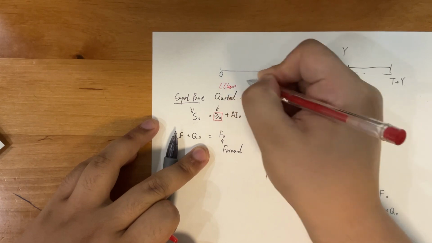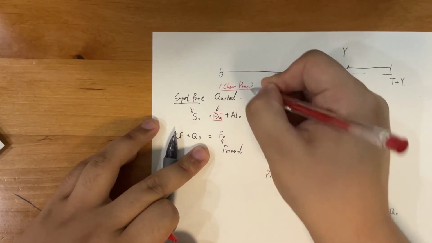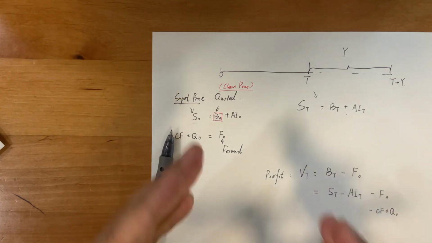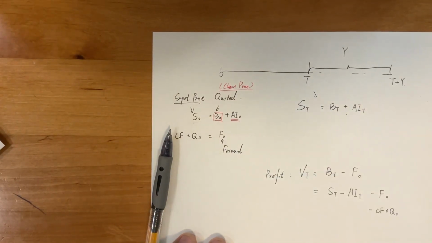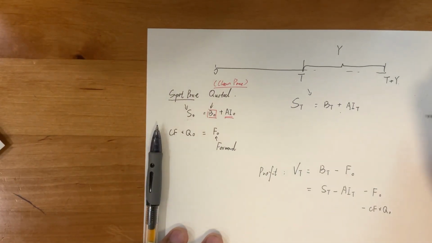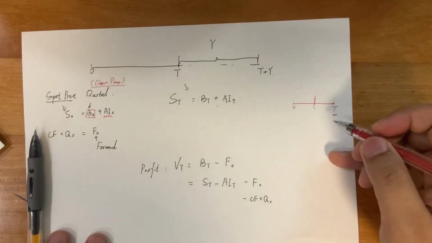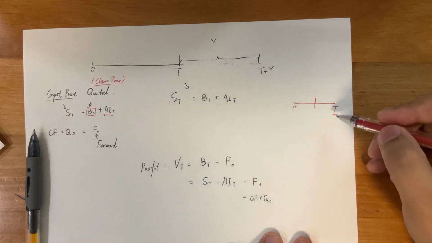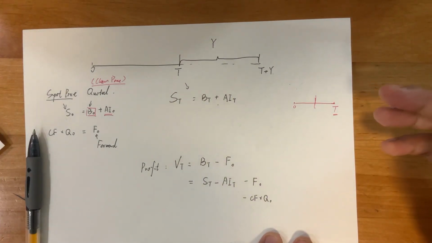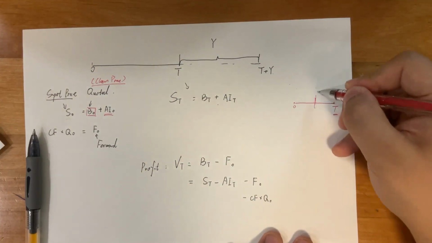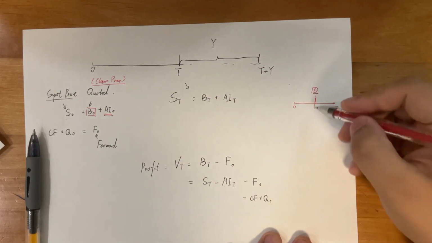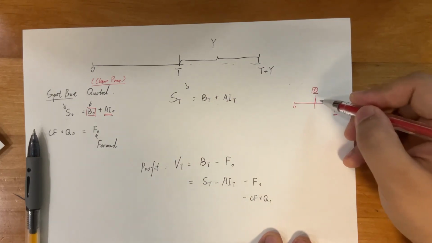Let me just write it down. So it's the clean price. That means that you exclude the accrued interest. AI means accrued interest. So basically, say you are buying a bond at that time. T will be when you actually hold a bond to its maturity, for example 5 years.